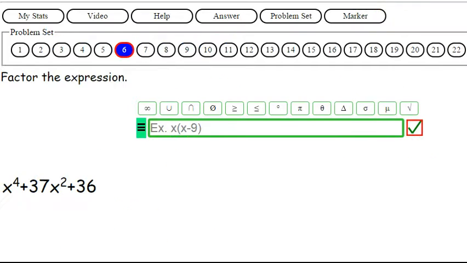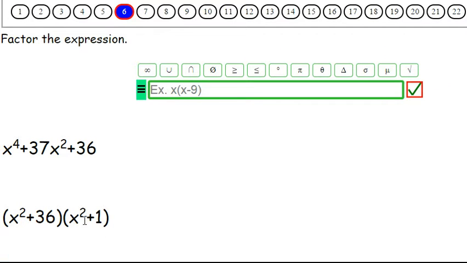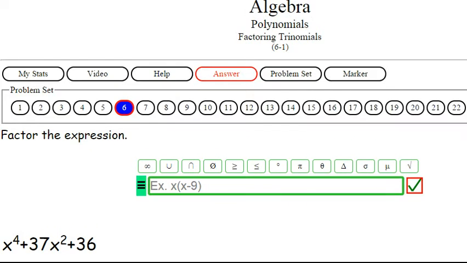Okay, so let's go back to the page and see what we got here. We got x squared plus 36 and x squared plus 1. Right? Okay. Well, that takes care of that problem.